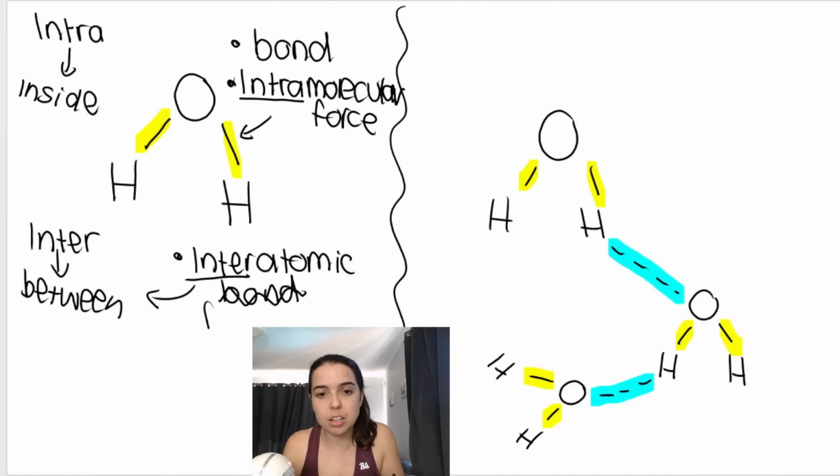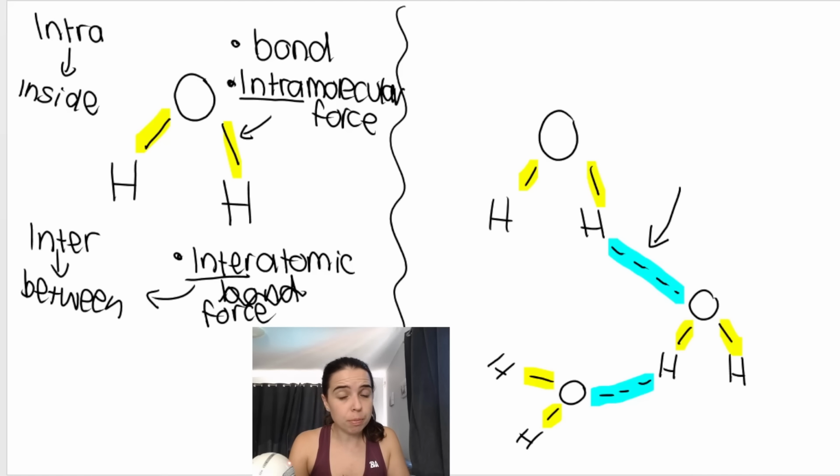Interatomic force, or an intramolecular force or bond. That's that one. Now, if that's that, what is this blue dotted line over here? It's not a bond. It's not a bond, okay? It's not an intramolecular force. It's not inside the molecule.